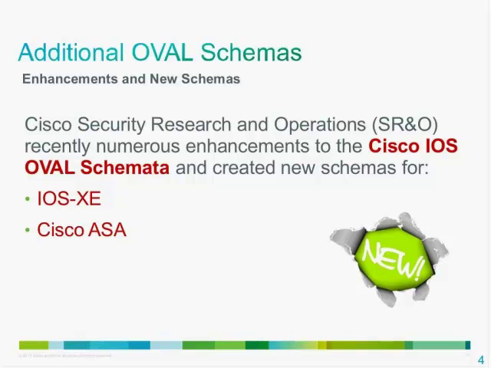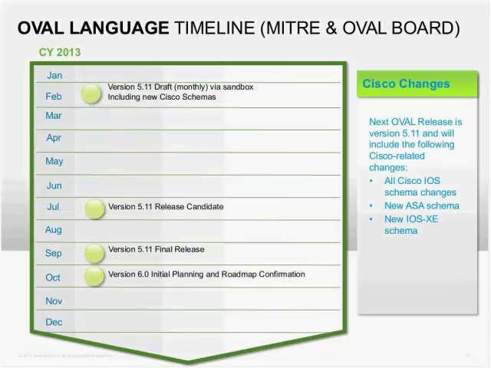we took an active role and enhanced the iOS schema, and also created schemas for new products such as Cisco ASA and Cisco iOS XE. Of course, like many other standards, this takes some time for the next release to be available. But right now, the next OVL language, which is expected to be available by the end of this year, will have support for both iOS XE and ASA products as well.